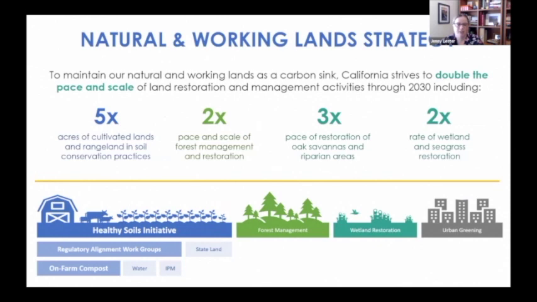Last year, we released a natural and working lands strategy. It was really just a shovel in the ground, if you will, the beginning of our work on natural and working lands as a whole in the state. You can see that healthy soils is a large part of it. Of course, forest management, wetlands management, and urban greening are also key components. So our goal when we released the strategy was to increase fivefold the number of acres in California that are in soil management practices.